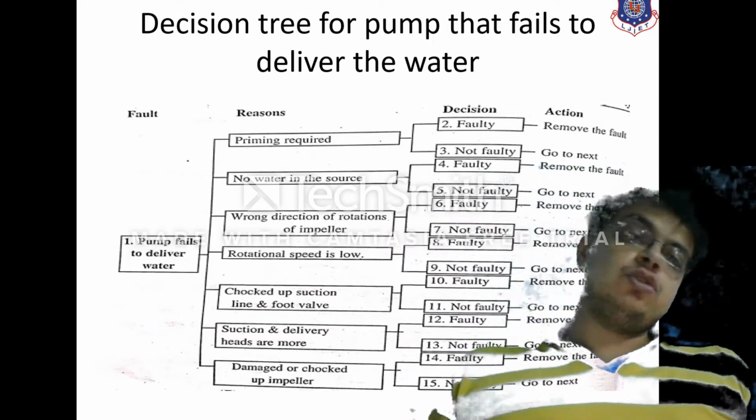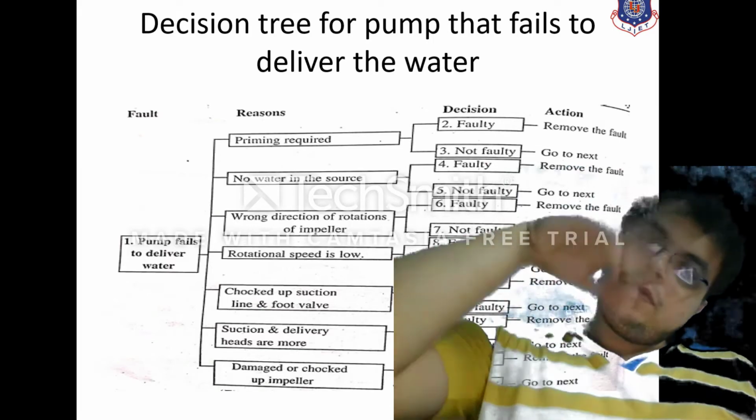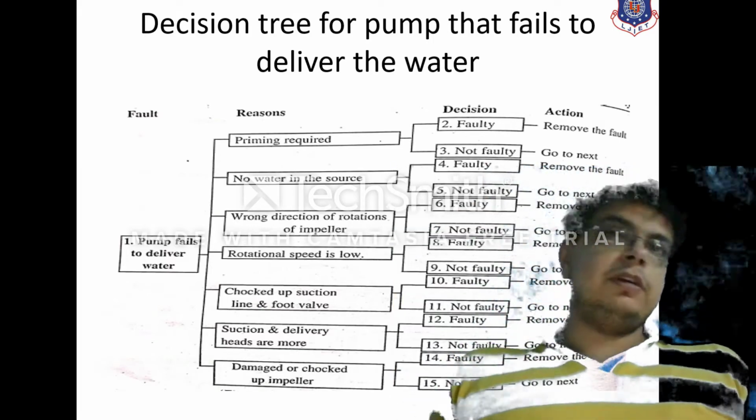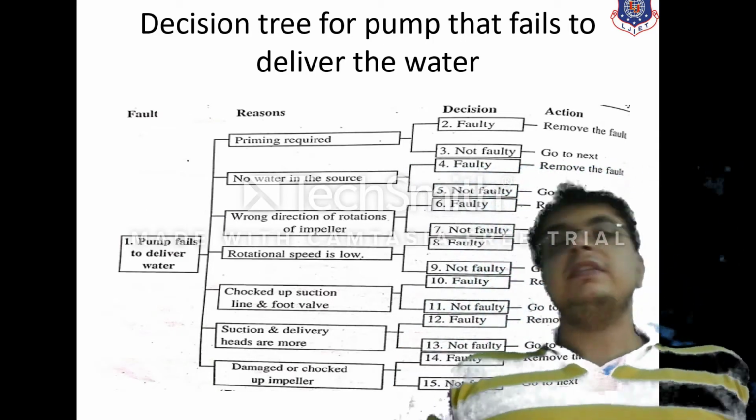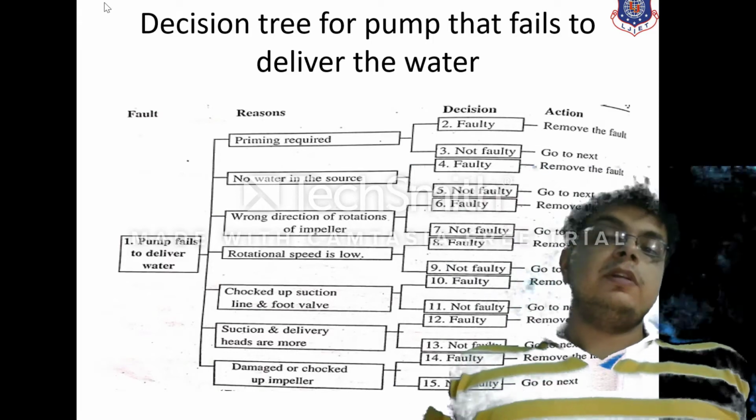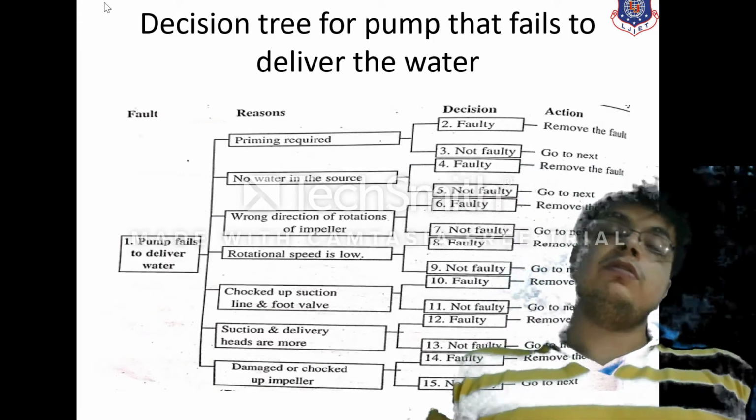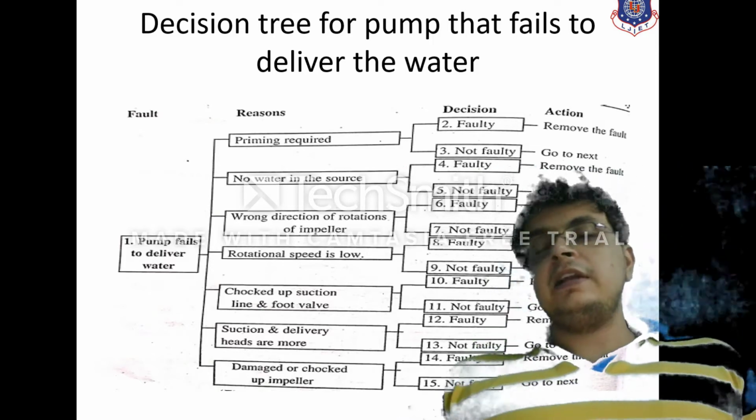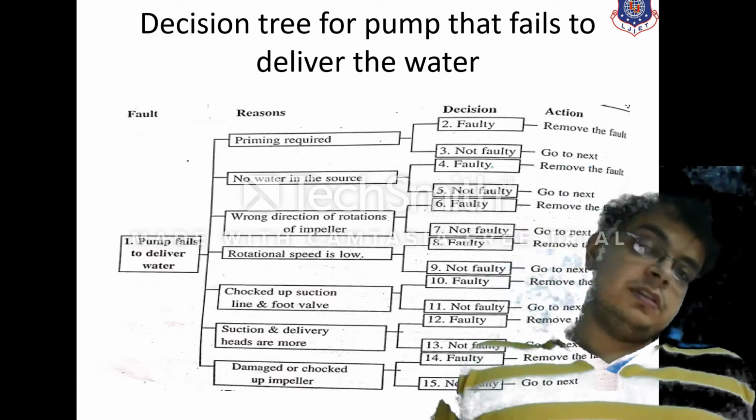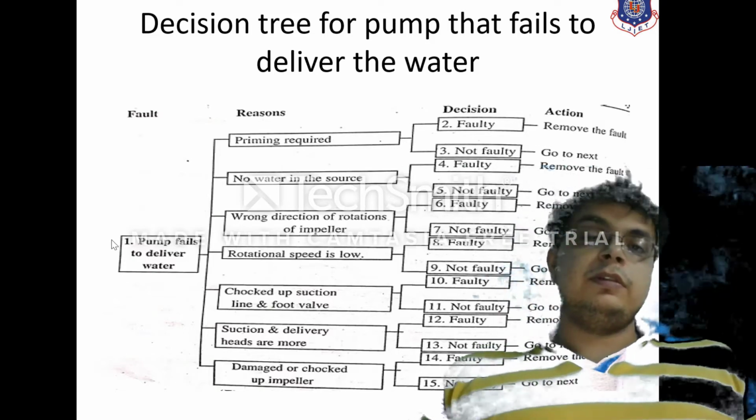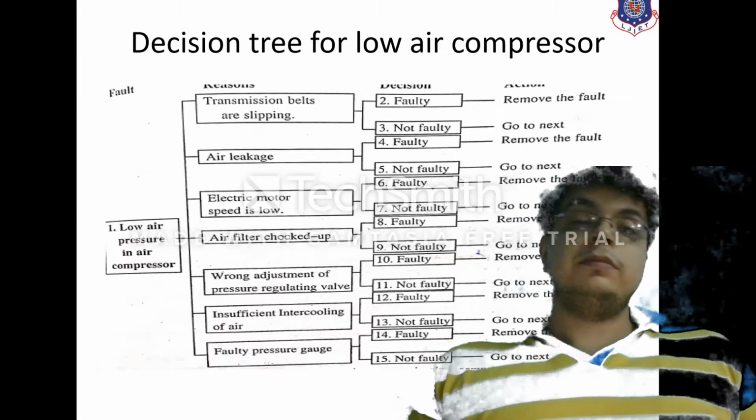So each and every reason should be checked for faulty and non-faulty. If it is found to be a fault, meaning it is causing the fault, then the action should be such that we write remove that fault. But if the reason is not causing the fault, then the right action should be such that we write go to the next fault. So this is how the diagram of the pump which fails to deliver the water will be written.